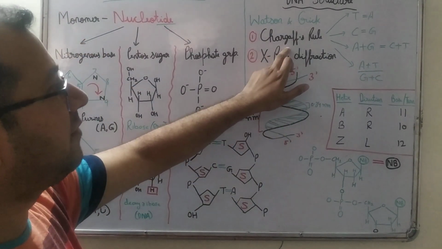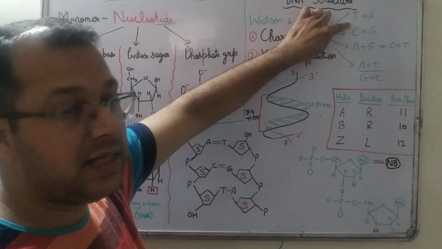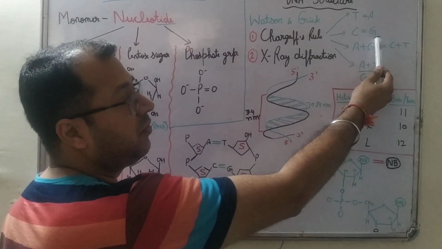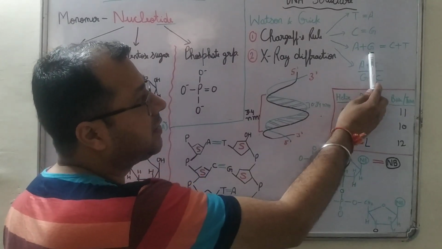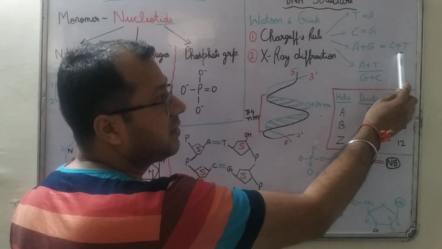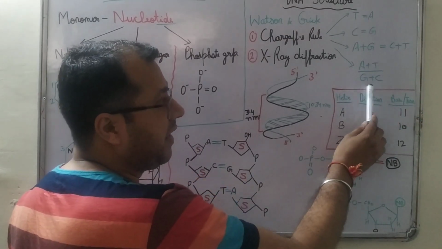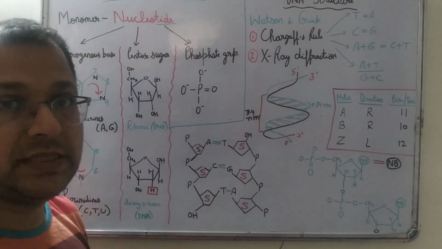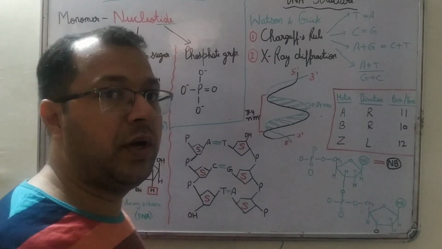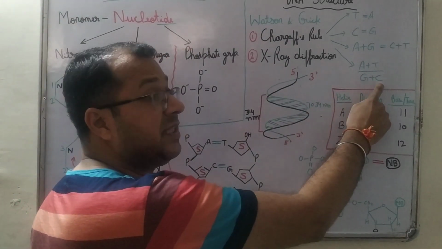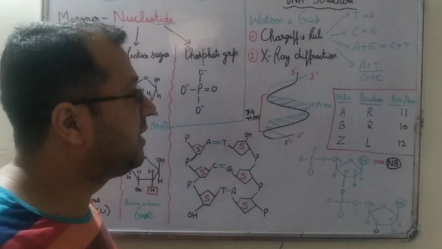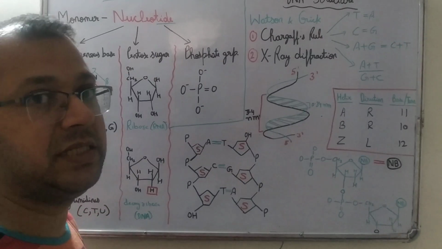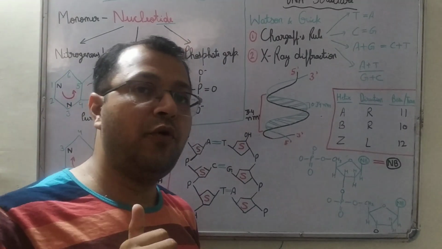According to Chargaff's rule, the concentration of thymine is always equal to the concentration of adenine. The concentration of cytosine is always equal to the concentration of guanine, and the concentration of purines is always equal to the concentration of pyrimidines. Finally, the ratio of A plus T by G plus C will remain the same in a particular species. That is, if we move from one species to another, this particular ratio will change. But within a particular species, this A plus T by G plus C ratio will remain constant for a single species.